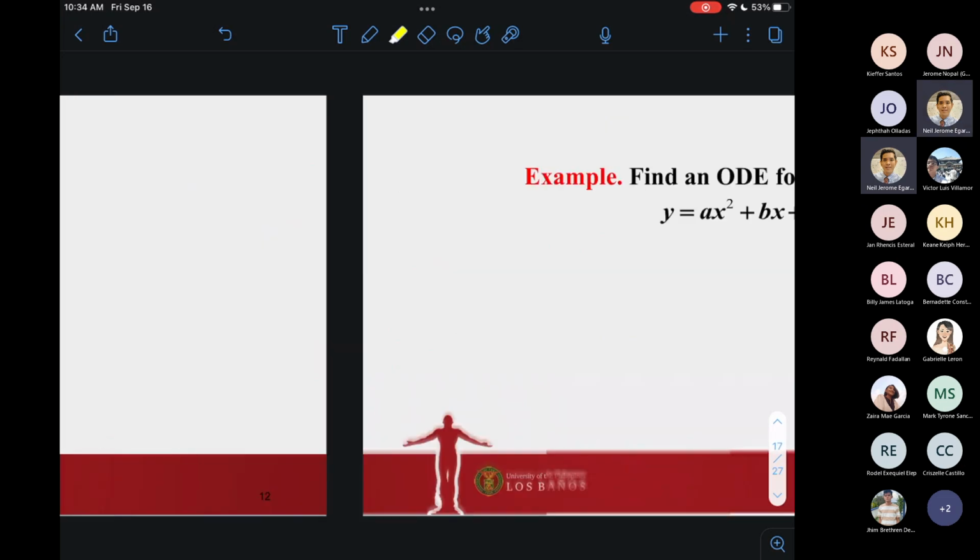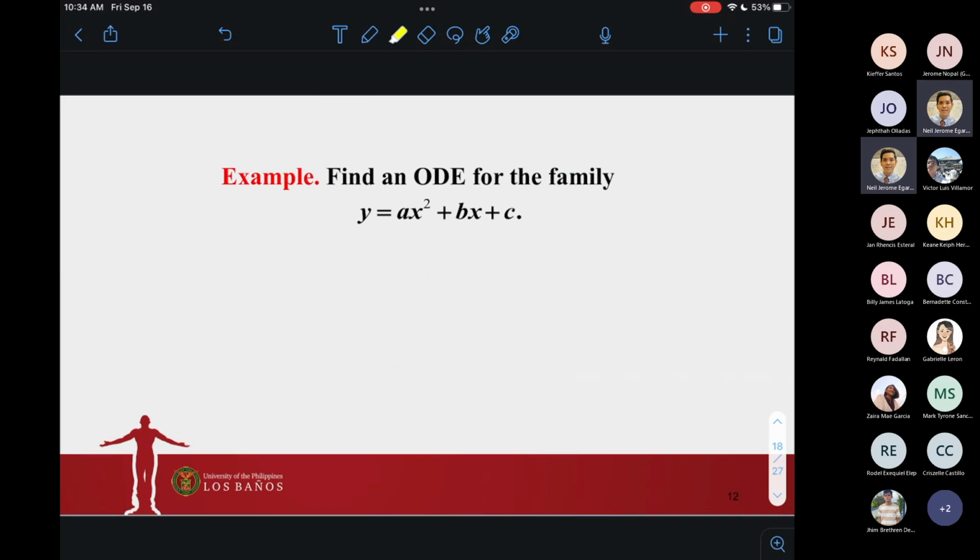Okay, so if none, isa pa. Find an ODE for this family. y equals ax squared plus bx plus c. Now, again, by default, ang convention natin sa klase, si x yung independent variable, si y yung dependent variable. So that means si y ay nagtatagong function lamang ni x. So maraming mga x's dyan sa loob ni y. So hindi siya pwedeng i-treat as a constant.